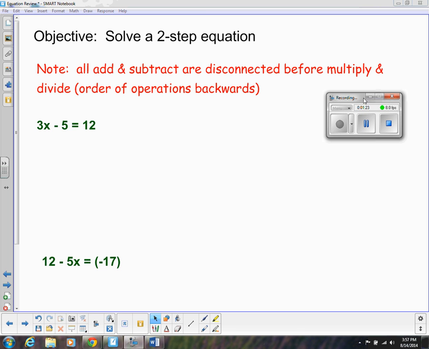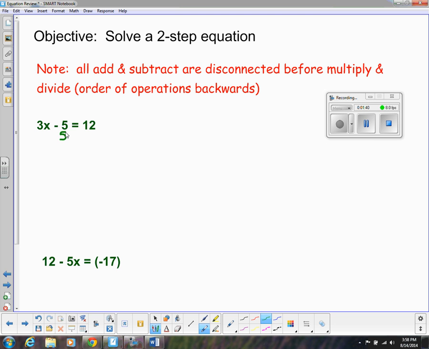So if we look at this first equation, we know that x is not by itself. X is connected to 3 by multiply. It's connected to 5 by subtraction. So we've got two things that we're going to have to disconnect, and add subtract gets disconnected first. So because 5 is subtracted, I'm going to add 5 to the left. I will add 5 to the right.